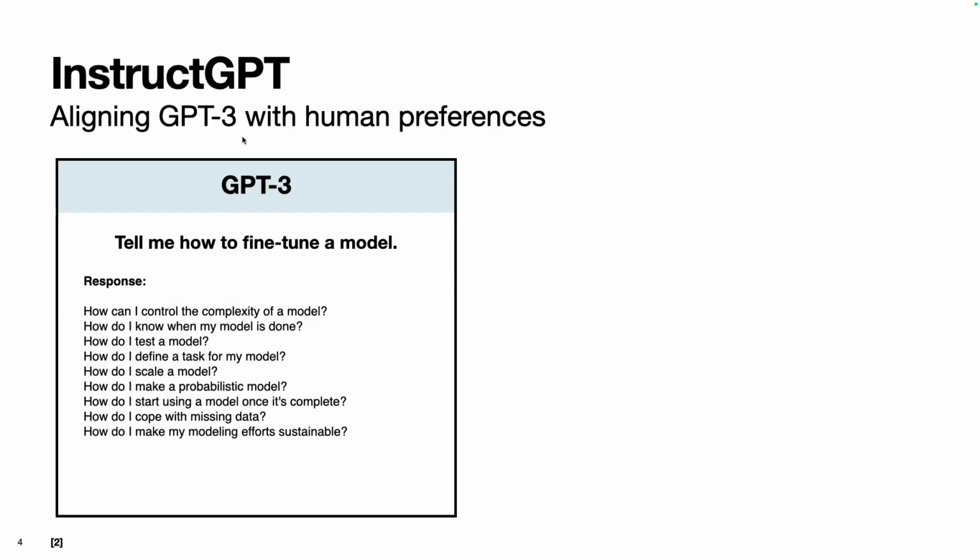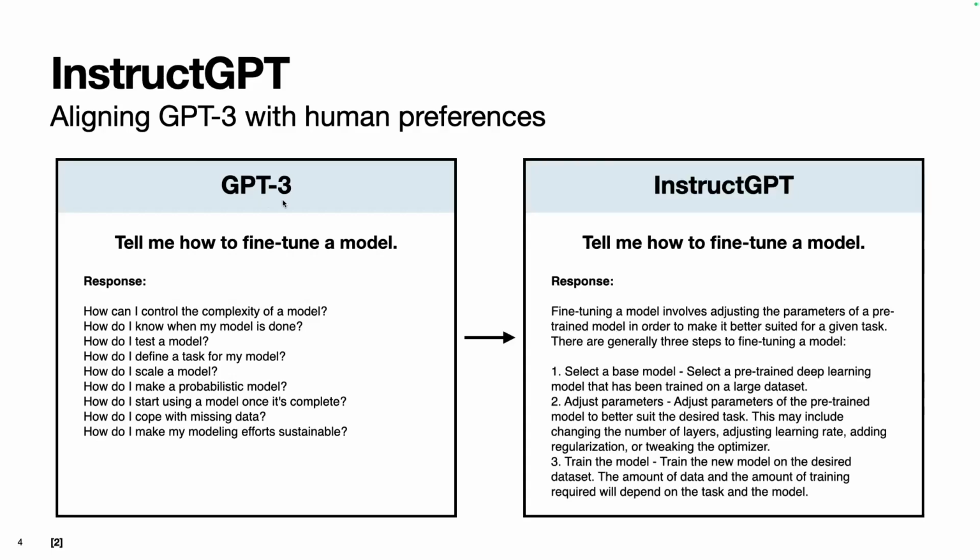However, after this fine-tuning process to create InstructGPT, this is how the model might respond to this same input. The response is, "Fine-tuning a model involves adjusting the parameters of a pre-trained model in order to make it better suited for a given task. Here are generally 3 steps for fine-tuning a model," and then it starts giving us these steps.